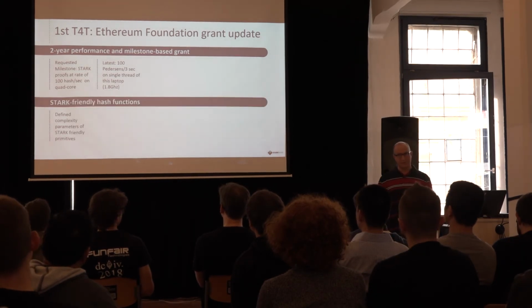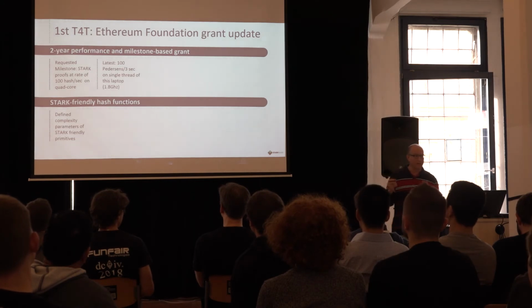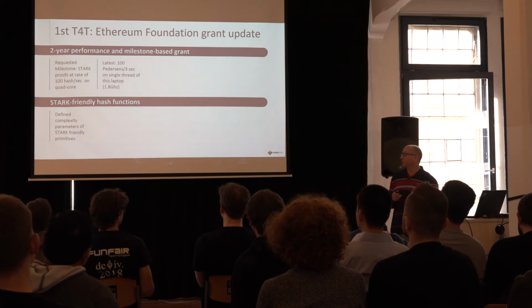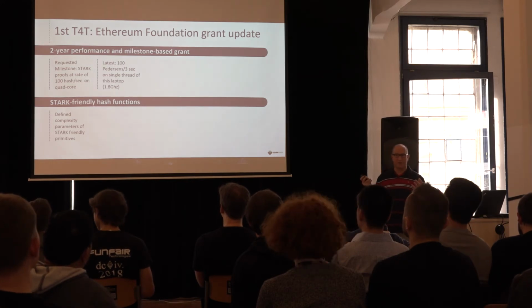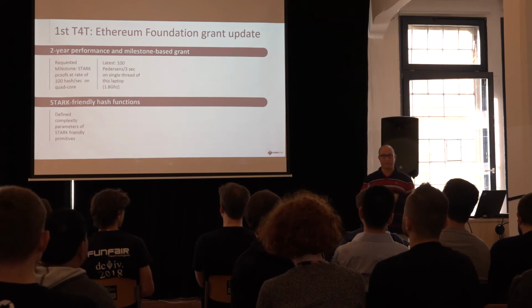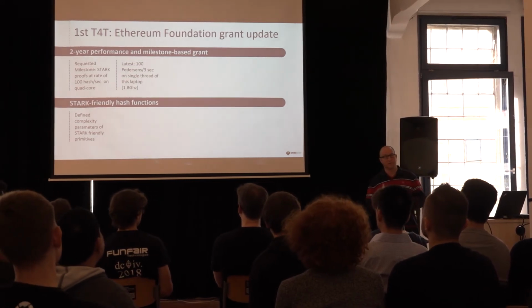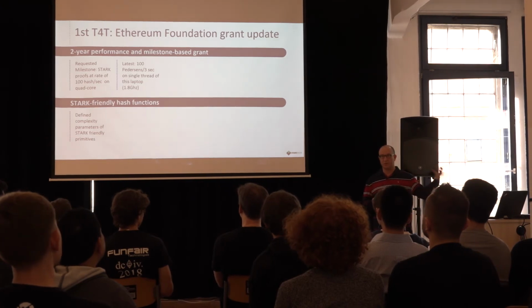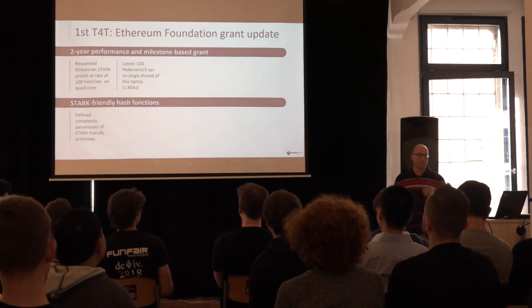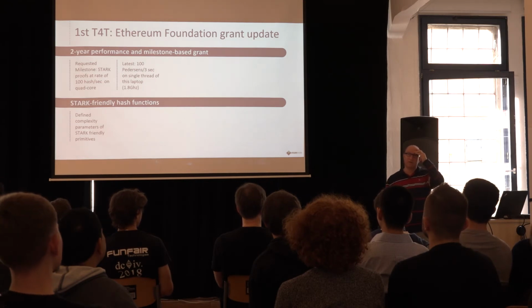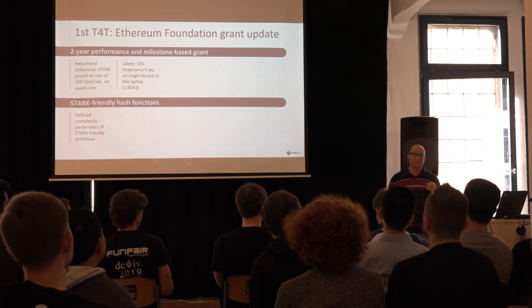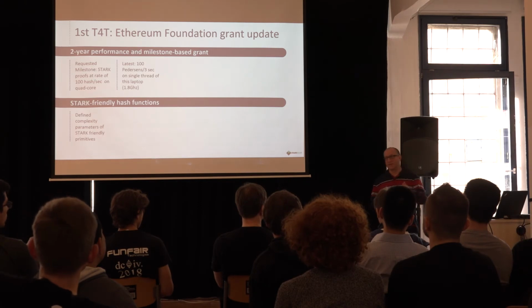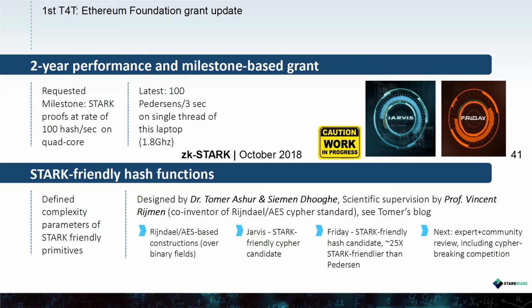Another thing we were asked within the grant is to examine and suggest Stark-friendly hash functions. What we did is we first defined the complexity parameters for anyone wanting to define a Stark-friendly hash function. We have already started distributing this report, and we will put it online. In particular, tomorrow there's a talk that I highly recommend by Dmitry Khovratovich, a security expert, that will present a proposal of a Stark and Snark-friendly hash based on AES that is very, very efficient.